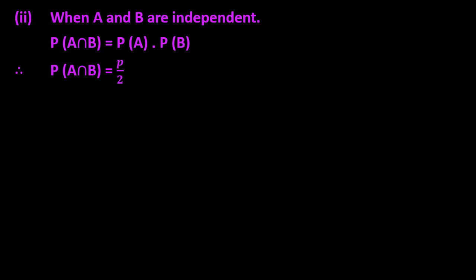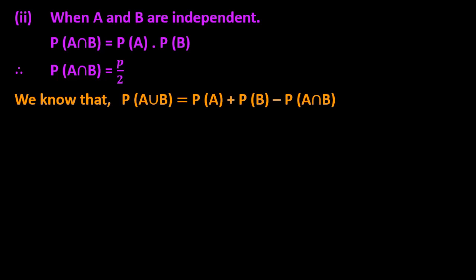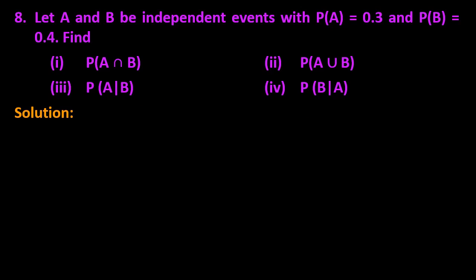So after replacing the value, we will get P(A intersection B) equals p by 2. And then we use the formula P(A union B) equals P(A) plus P(B) minus P(A intersection B). So after replacing the value here and after simplification, we will get p equals 1 by 5. Now at last let me solve question number 8, and the question is, let A and B be independent events with P(A) equals 0.3 and P(B) equals 0.4. Find 1, P(A intersection B), number 2, P(A union B), number 3, P(A by B), and number 4, P(B by A).